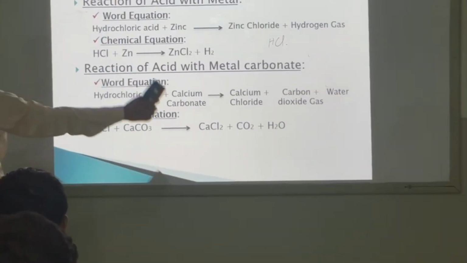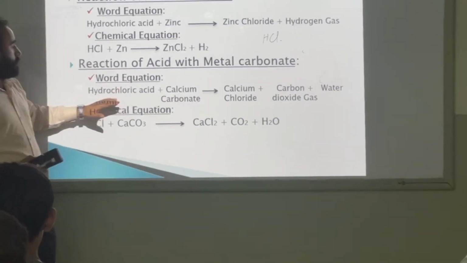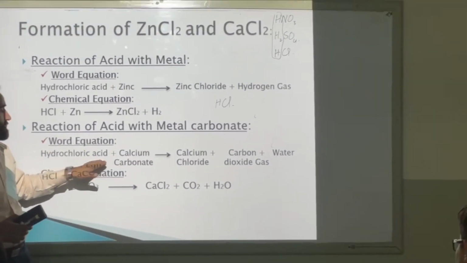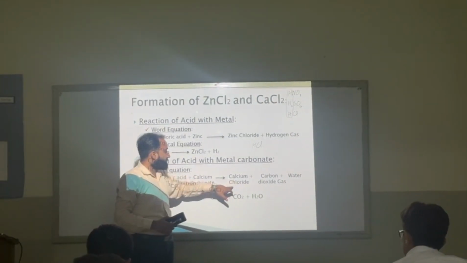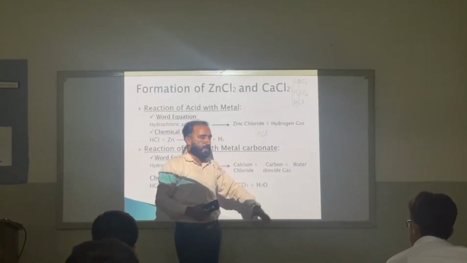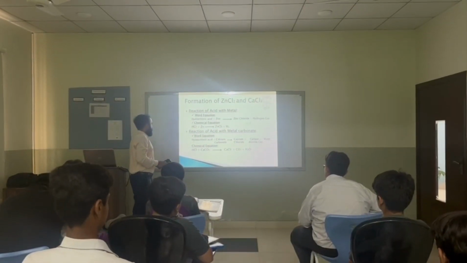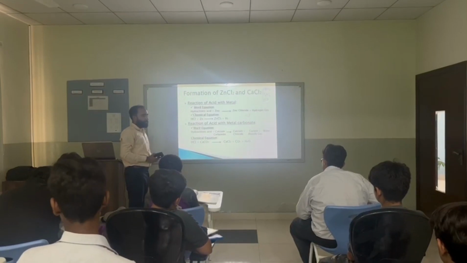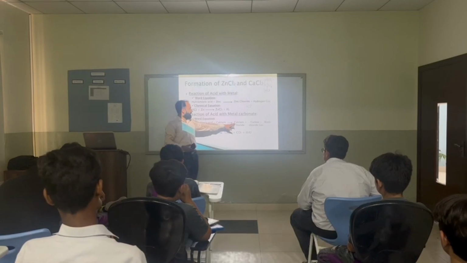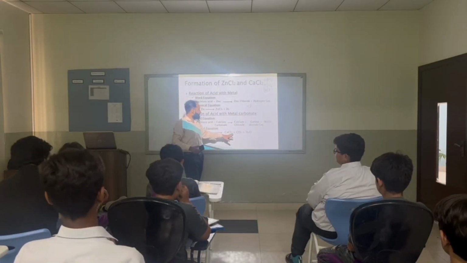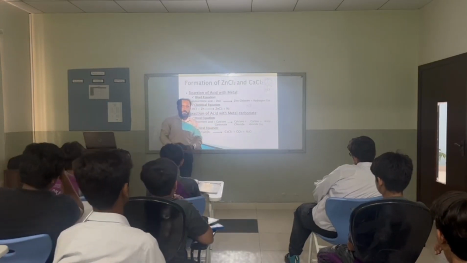Okay, dear students, in this word equation, hydrochloric acid is made to react with calcium carbonate, and the product salt calcium chloride is produced, and carbon dioxide gas will be released, and water will also be there. The chemical equation for this reaction is HCl plus CaCO3. CaCO3 represents calcium carbonate, calcium chloride is represented by CaCl2, carbon dioxide gas is CO2, and water is H2O.